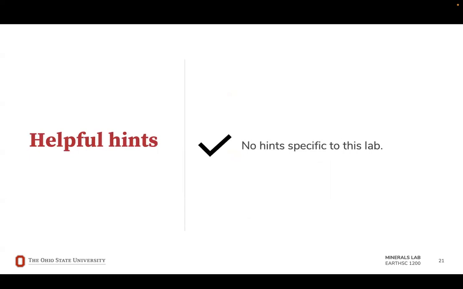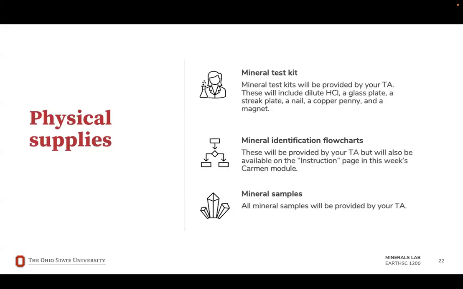There are no helpful hints specific to this lab. Mineral test kits will be provided by your TA. These will include dilute hydrochloric acid, a glass plate, a streak plate, a nail, a copper penny, and a magnet. Mineral identification flowcharts will be provided by your TA, but will also be available on the instruction page in this week's Carmen module. Finally, all mineral samples will be provided by your TA.